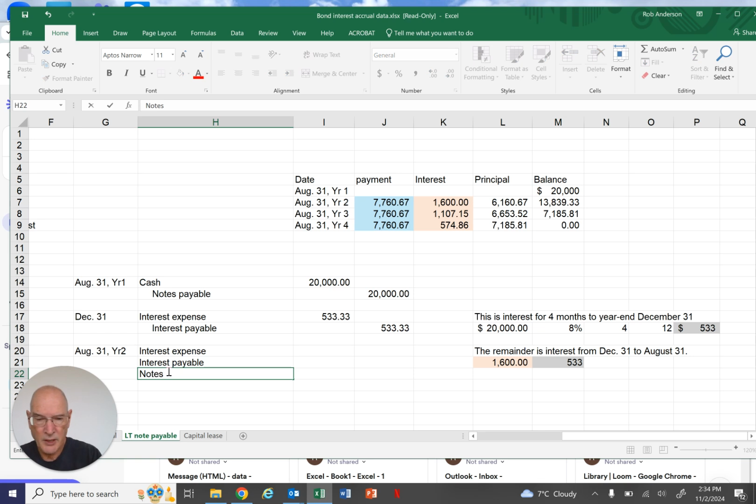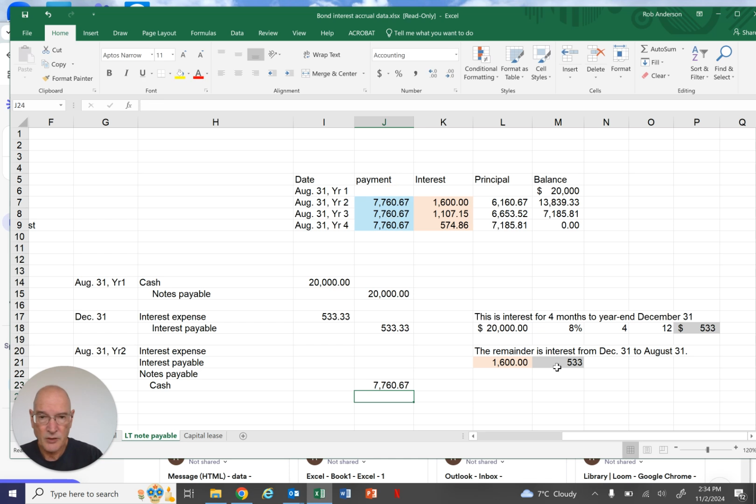So notes payable will be a debit, and we're going to pay money. So there's our cash credit. Now, I know the cash credit. It's our standard payment. So there's our cash credit. And I know my interest payable because I just did it up here. So here's my interest payable, paying it off.